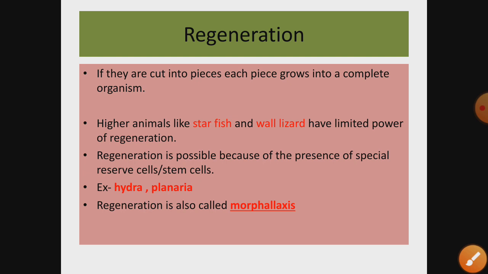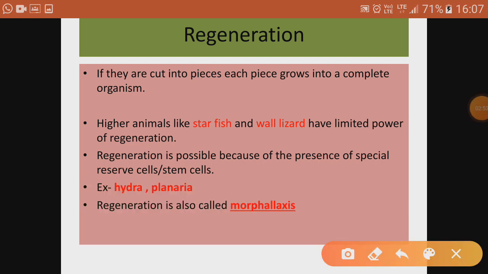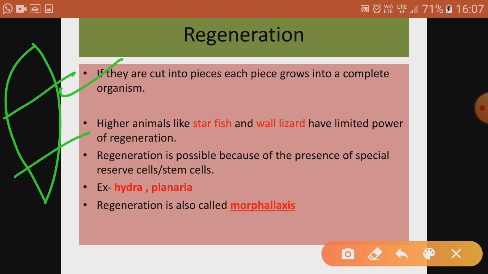Now, the next important type of asexual reproduction is regeneration. It is found basically in planaria. If the body of the planaria is cut into pieces, each piece grows into a new individual. Higher animals like starfish and wall lizards have limited regeneration because their body parts can grow, but the whole organism cannot grow from the body part.